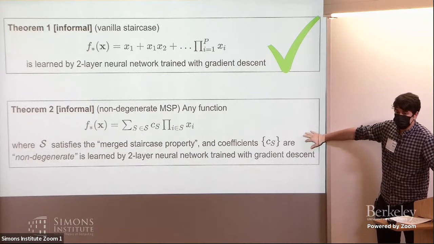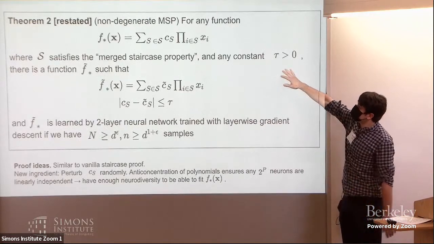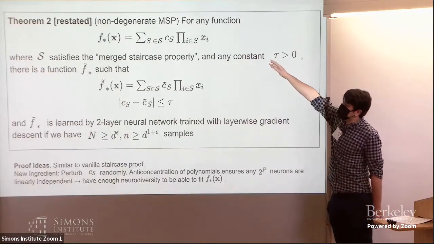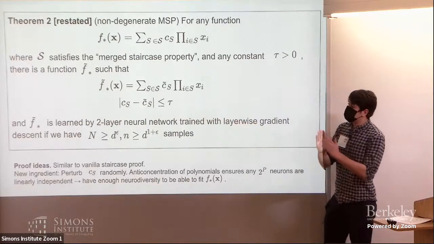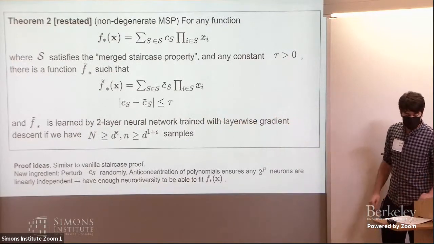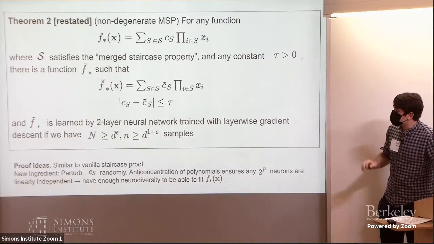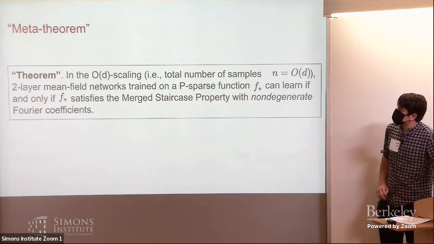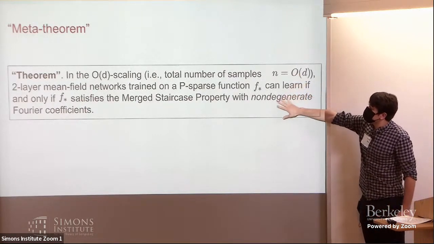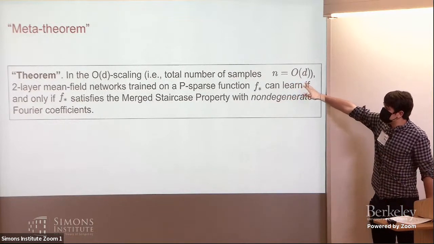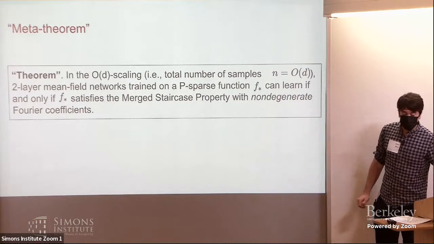To prove that the non-degenerate merged staircase property suffices, a similar proof will work. The fuller statement of this theorem is that given an MSP function f, if you perturb each of the coefficients by some arbitrarily small constant tau, then you'll learn with this layer-wise gradient descent. Again, we use the same kind of algebraic techniques, although slightly more sophisticated arguments are needed. Overall, we have this meta theorem combining the necessity result that Theo presented and the theorem I've just run over, which says that with a total number of samples roughly d, two-layer mean field networks will learn a p-sparse function if and only if it satisfies this merged staircase property with these non-degenerate Fourier coefficients.